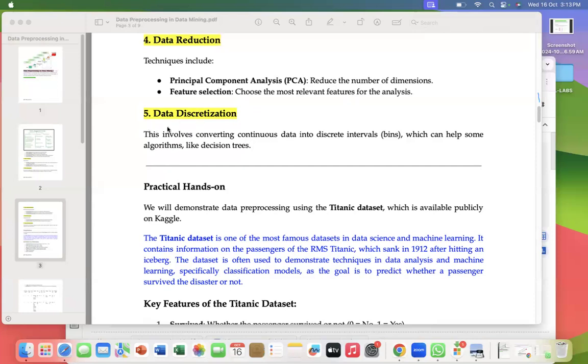Then data discretization. This involves converting continuous data into discrete intervals, which can help some algorithms like decision trees. Continuous data are there, but we want discretized data, meaning bins. Bins means intervals. You want interval-based data, suppose 0 to 10, 11 to 20, 21 to 30. Got it now? We have to do that manually ourselves. That is the data discretization process.